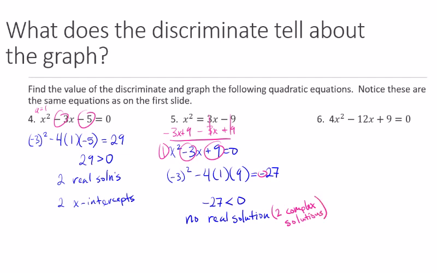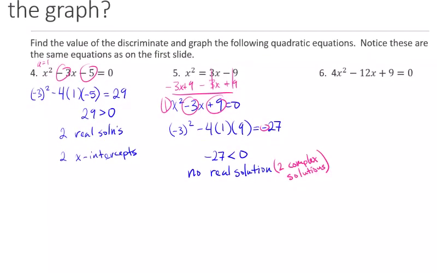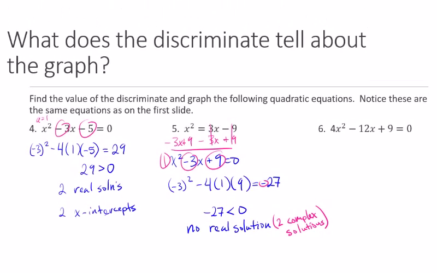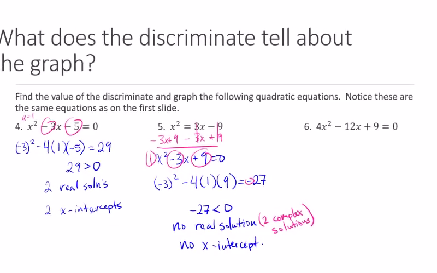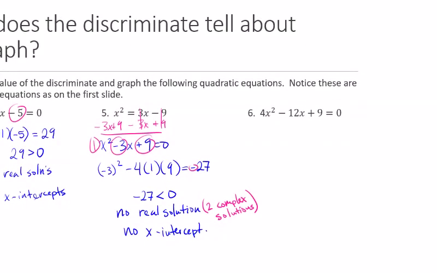Okay. So, but as far as on the graph, what that means is it's not going to cross. So basically, we're going to have a graph where either the parabola is above the x-axis facing up, or it's below the x-axis facing down. So it's not going to cross the x-axis. All right. And so I'm going to put on there no x-intercept.